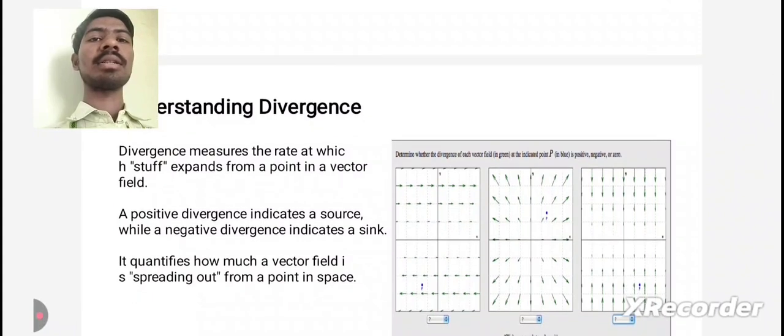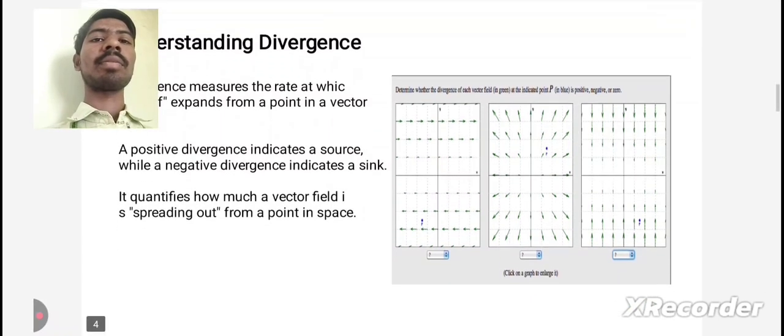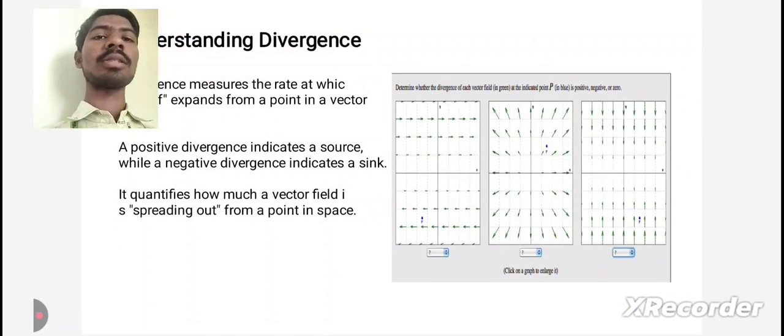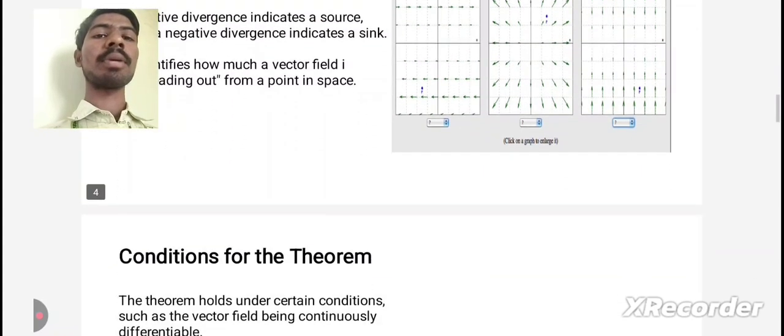Understanding divergence. Divergence measures the rate at which a vector field expands from a point. A positive divergence indicates a source, while a negative divergence indicates a sink. It quantifies how much a vector field separates, spreading out from a point in space.